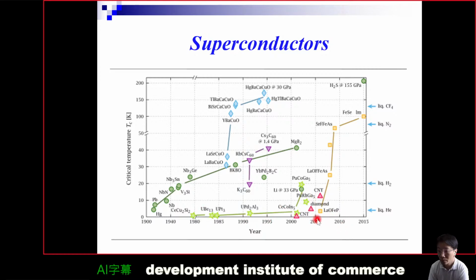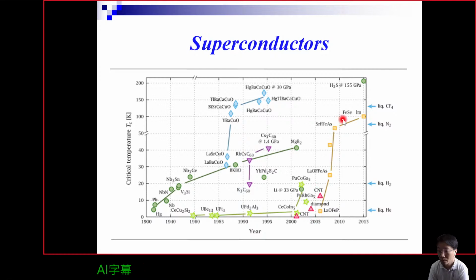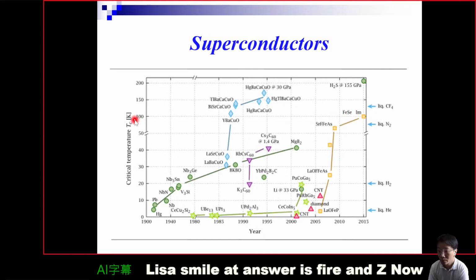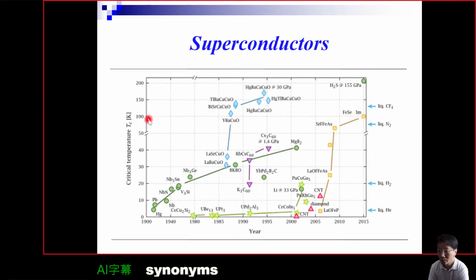And nowadays there is another different series called FeSe. This is another potential superconductor that is made by iron and selenide, and its critical temperature is close to 100 K, which is also about the boiling temperature of liquid nitrogen. So that would be very good for practical usage.